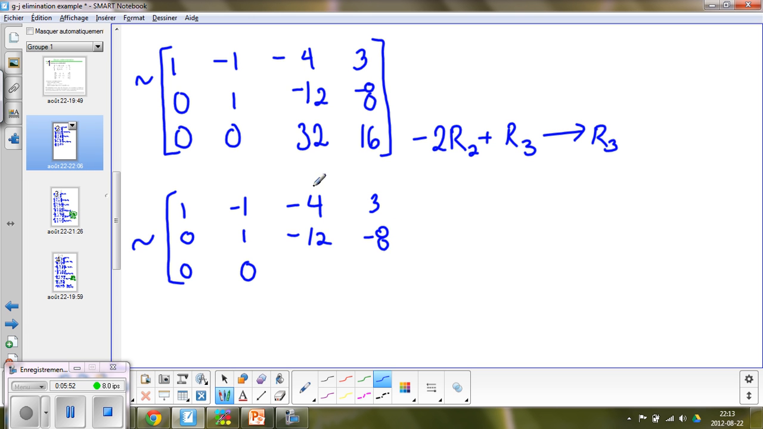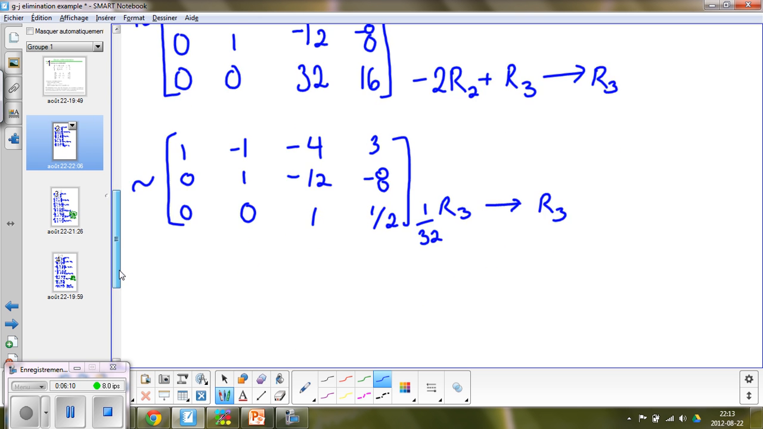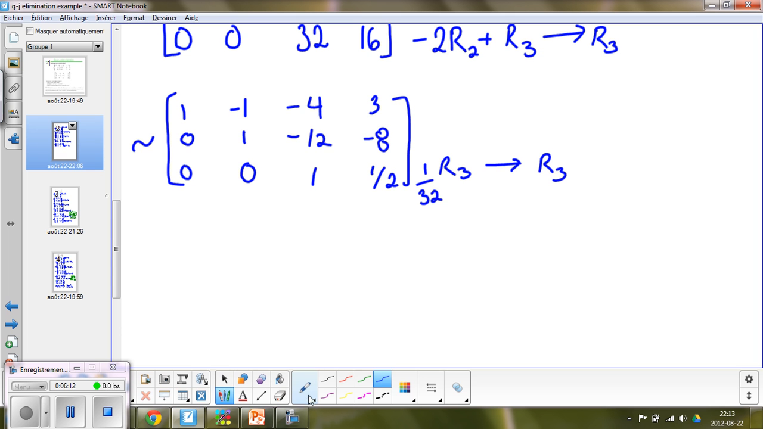Right. So we said all we're doing is dividing by 32. So that's a half here. And what we did was row 3 times 1 over 32. And that's our new row 3. Good. And actually we've reached an interesting step here because this is the row echelon form, if not the reduced row echelon form. This is the row echelon form.